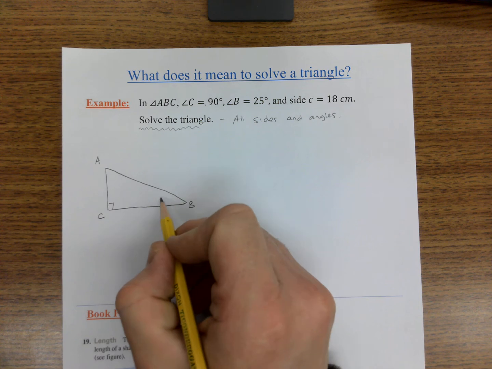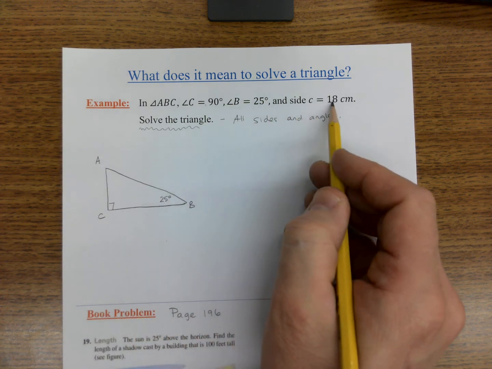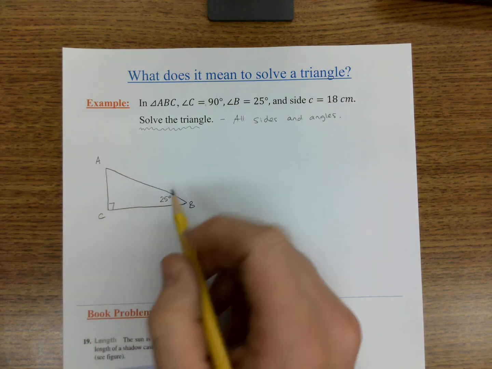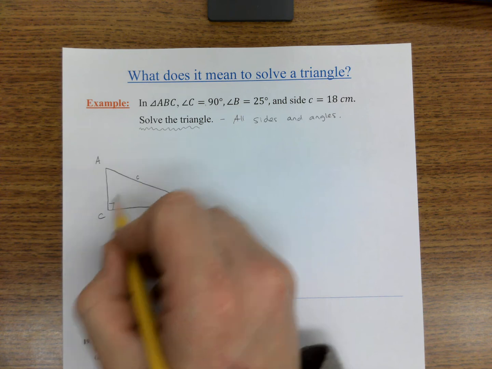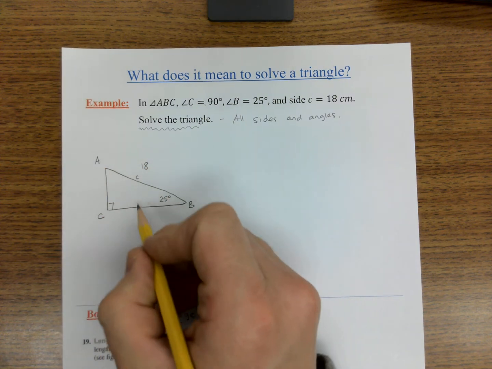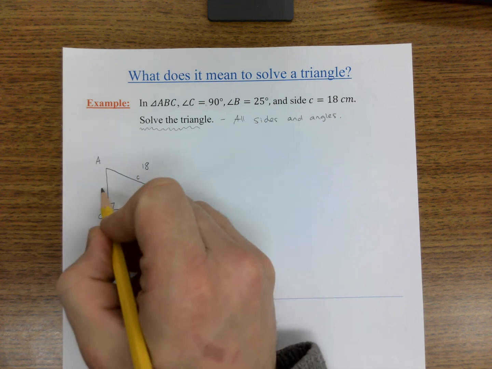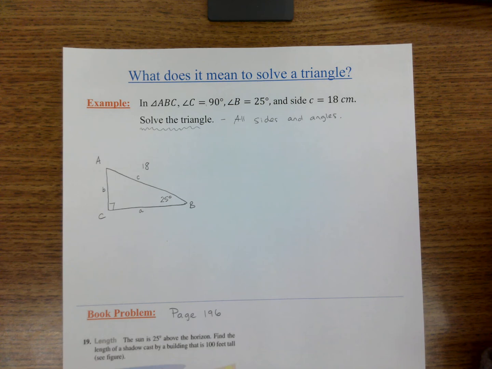And B is 25, so we're going to put 25 there. And side C is 18. Well, this doesn't have a side C on it, but what C means is directly across from the C angle. So this would be an 18 out here. And this is an A angle, so this is an A side, and this is a B angle, so this is a B side.